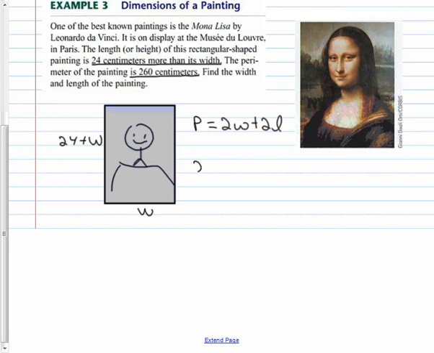So I can say 260 must equal twice the width. Now I don't know the width, so that's going to stay my variable. Plus twice the length, or the height. Well, I do know something for that. It's 24 plus W. There we have an equation with only one variable, so we should be able to solve this thing.